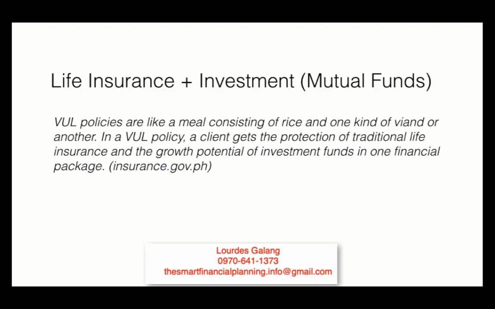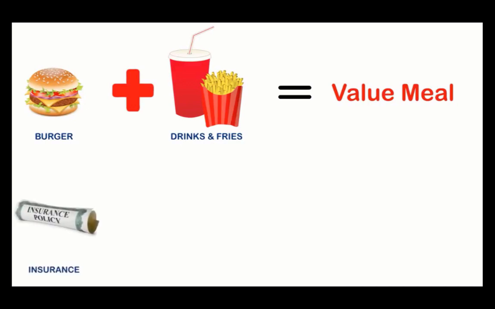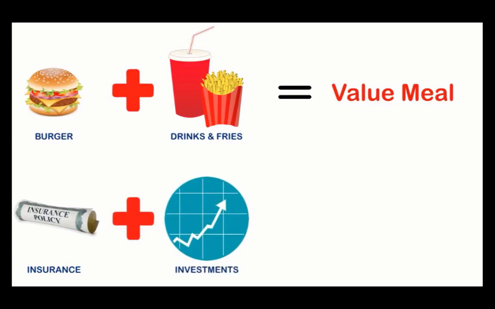Ang VUL para lang siyang kumbaga pinackage na meal na hindi mo na kailangan parang pumili isa-isa kung ano ba yung mag-fit dito sa plan na to or alin ang mas magandang ilagay dito. So, sa VUL, kumbaga naka-package na siya and it's a complete package already. Hindi ka na mahihirapan. So, if in a meal, it's burger plus fries and drinks, which is a good combination for a value meal that I'm sure you are familiar with. Now, life insurance policy plus investment, okay, is what we call VUL. Yan yung kumbaga nakapackage na may life insurance ka na and at the same time, you have an investment, okay?